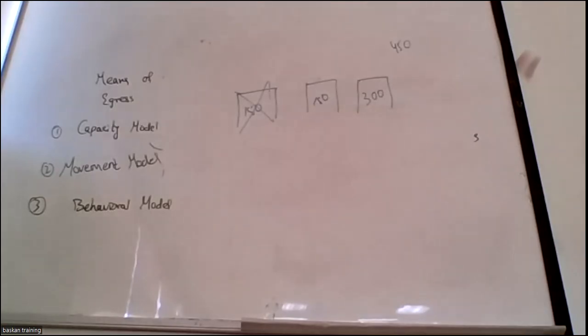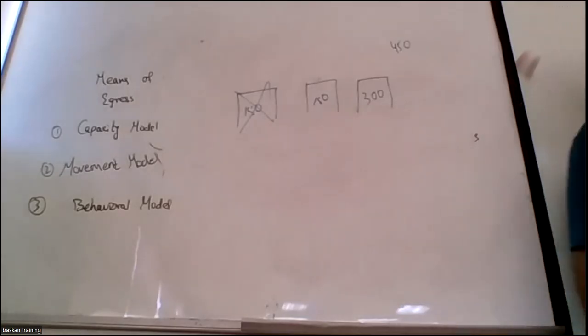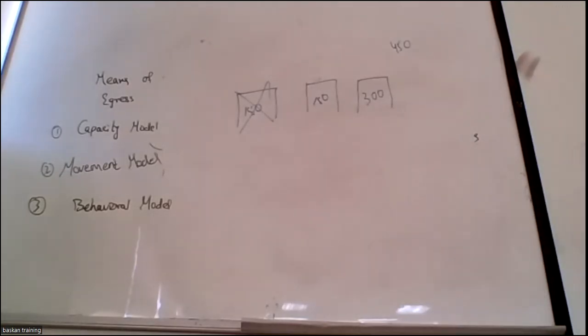So you identify the common behavior, and based on that, you change the evacuation type. Whether you want a total evacuation, partial evacuation, or defend in place strategy, whatever strategy you want, first of all, you need to identify the behavior of the occupants.